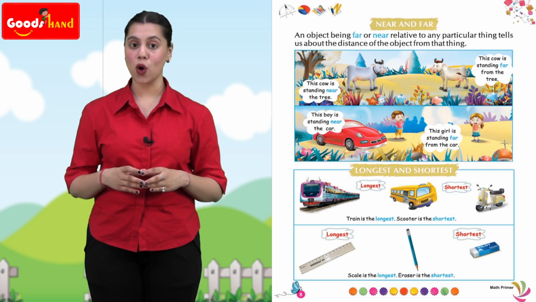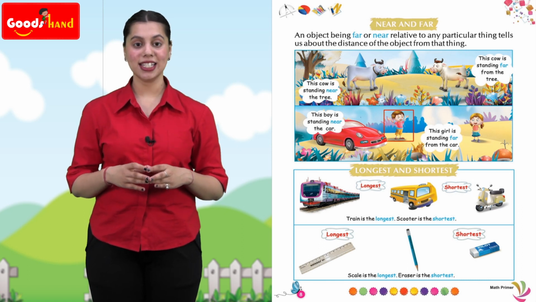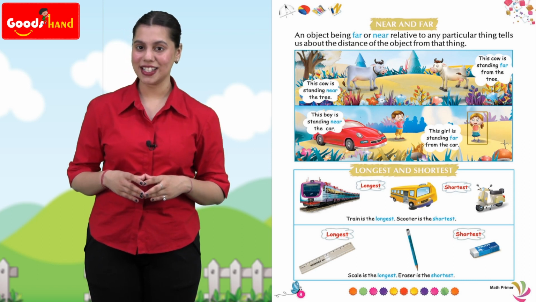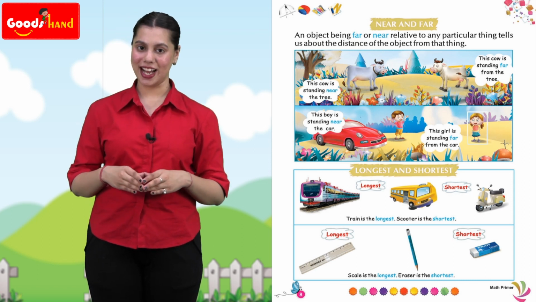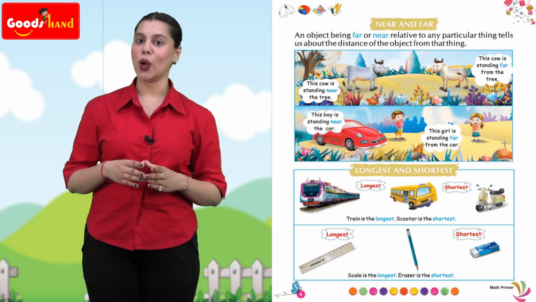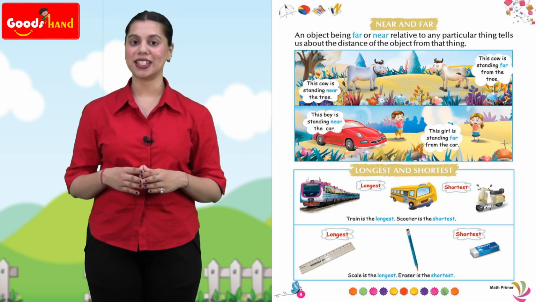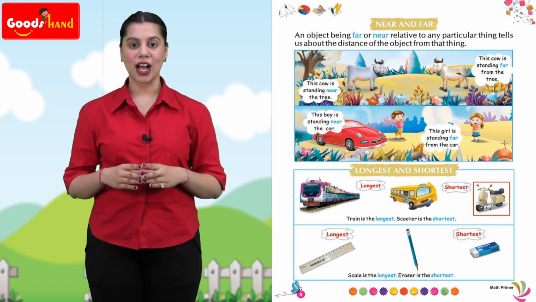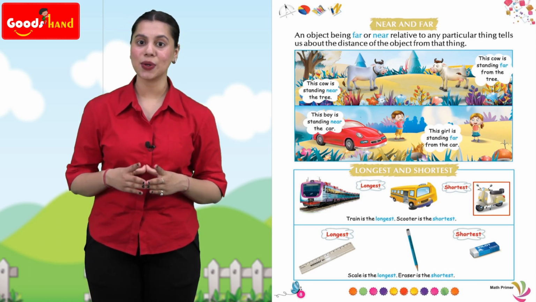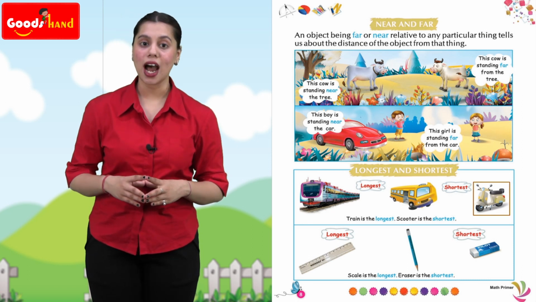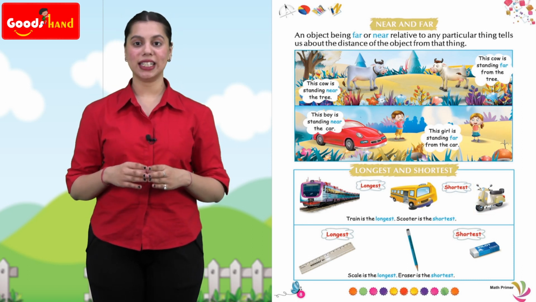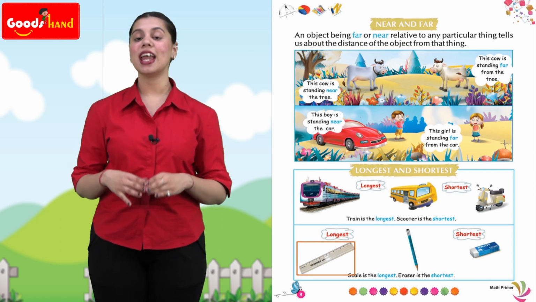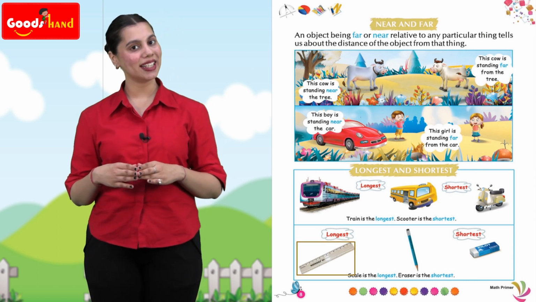Now we will move forward. This boy is standing near the car and the girl is standing far from the car. Now we will see longest and the shortest. Longest is the train and the shortest is the scooter. Now we will see the longest and shortest. Scale is the longest and the eraser is the shortest.